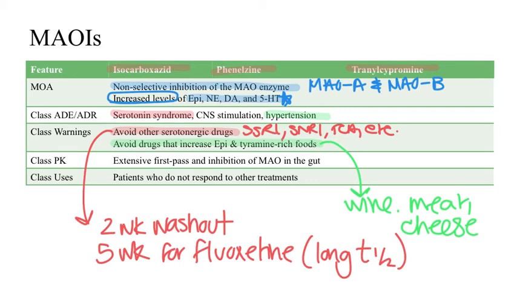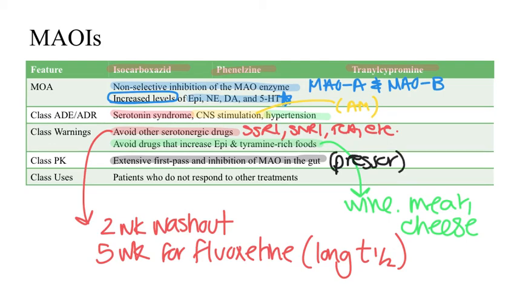The structure of the MAOIs does resemble amphetamine, and therefore these drugs also tend to be CNS stimulating and are more likely to be taken in the morning for that reason. These drugs are subject to extensive first pass metabolism, and because they also inhibit monoamine oxidase in the gut, this can lead to a pressor effect or a hypertensive effect on first administration.